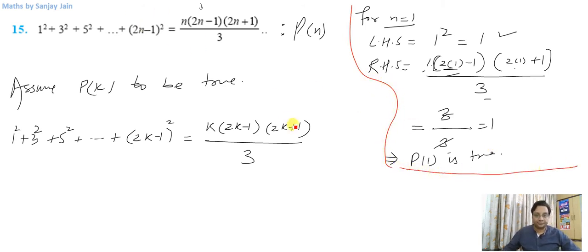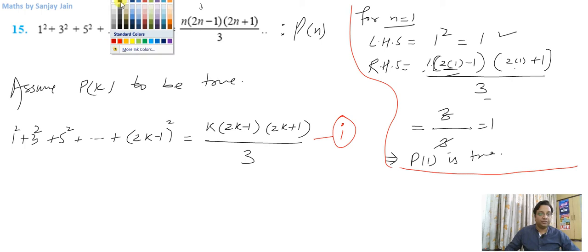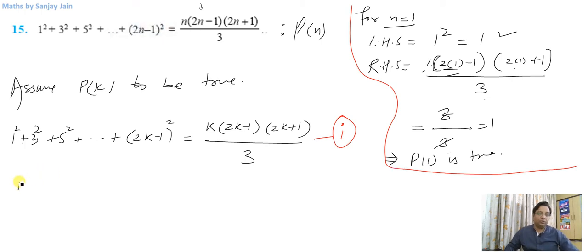Okay, and this is my equation number 1. Now what I'll do is I'll prove P of k plus 1 to be true, and to prove that I will require the right hand side of P of k plus 1. So what is the right hand side that I require? I require on the right hand side k plus 1. Why do I write that?